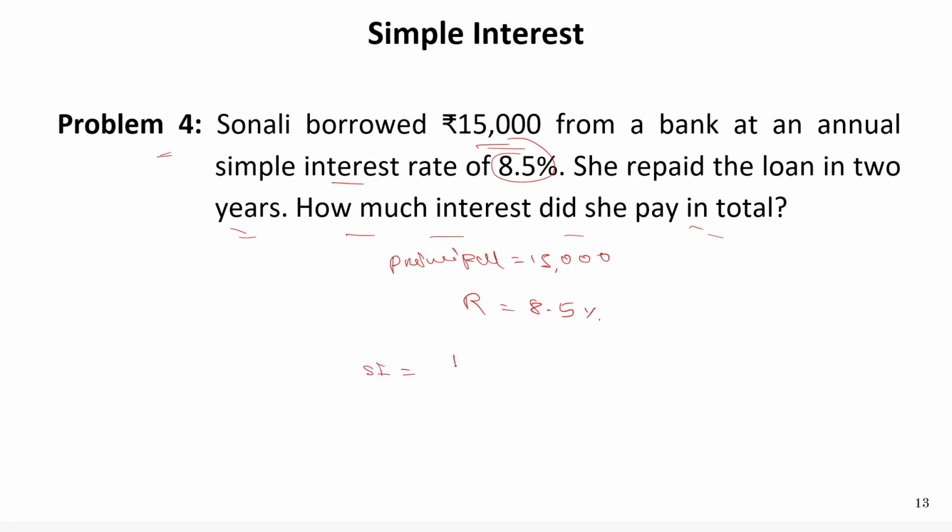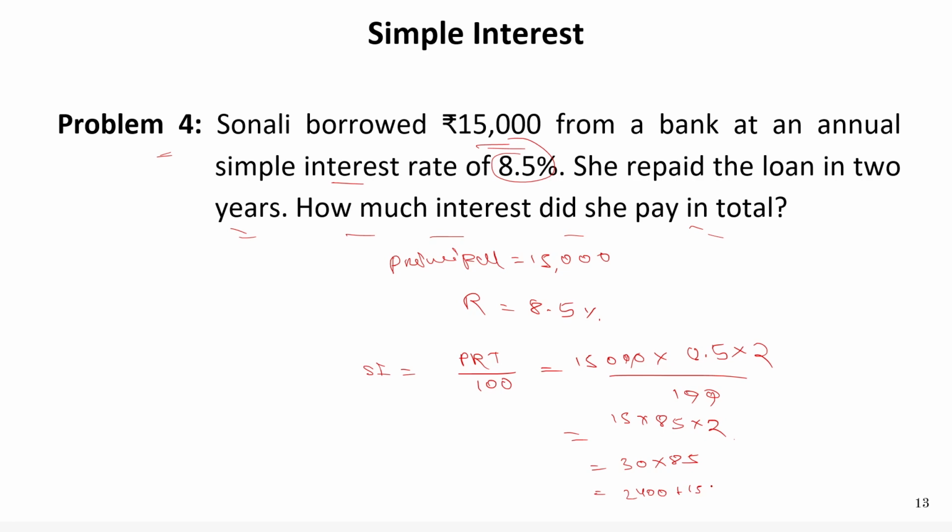Principal is equal to 15,000 in this case. PRT by 100. We will use this formula, right? So 15,000 into R is equal to 8.5 into 2 years, so 2 by 100. So this is equal to, let's cancel out 2 zeros from here. So it is 15 into 85 into 2. So it is equal to 30 into 85. 30 into 80 is equal to 2400 plus 5 into 30 is equal to 150. 150 is equal to 2550. So this much amount of interest you will pay.